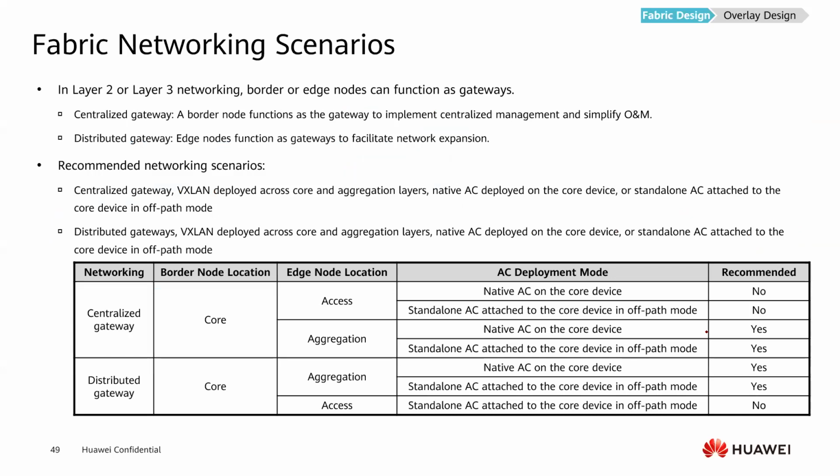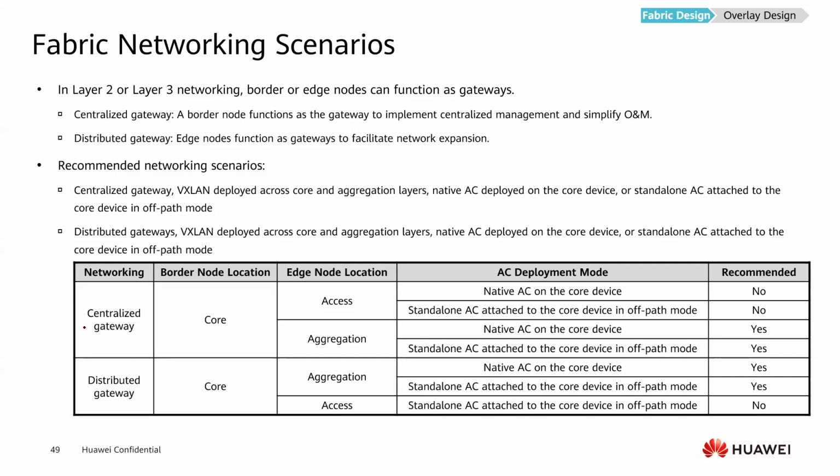And next is to think about the fabric networking. The fabric networking is based on whether you choose the centralized gateway or the distributed gateway. Also, you need to think about the scope of the VXLAN. You may want to deploy the VXLAN from the core devices to the aggregation devices, or from the core devices to the access devices. It will combine with different scenarios for you. And we suggest three kinds of scenarios.